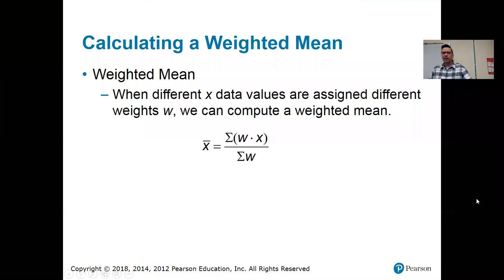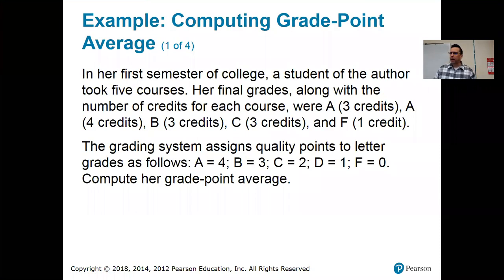Okay, very similar concept is weighted mean. When different data values are assigned different weights, you can calculate a weighted mean. So my favorite example of a weighted mean is grade point average. In her first semester of college, a student of the author of your textbook took 5 courses. Her final grades, along with the number of credits or units for each course, were A in a 3-unit course, A in a 4-unit course, B in a 3-unit course, C in a 3-unit course, and unfortunately an F in a 1-unit course.